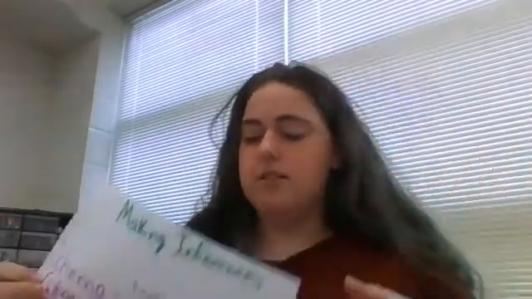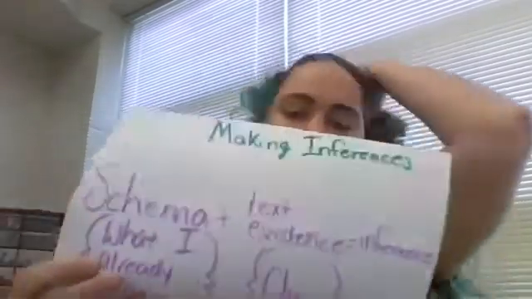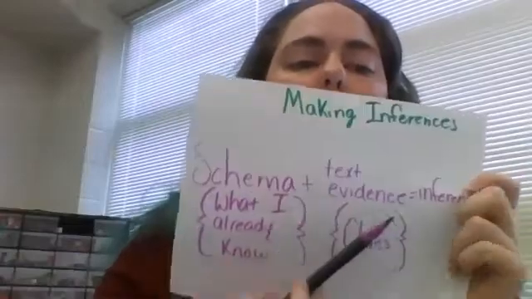And the other thing we need is our text evidence. And that's our clues from the text. So we have our background knowledge about the subject, but then we've got to use the text. So our text evidence, our clues, then we've got to use the text to help us gain more knowledge about the subject, to find more clues so that we can make an inference. So your schema plus text evidence equals inference, right?